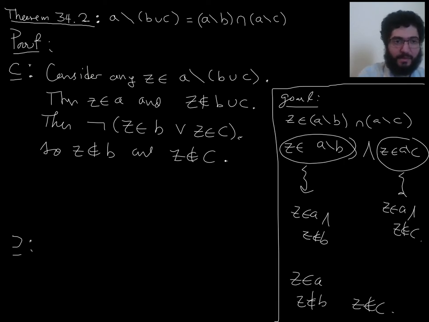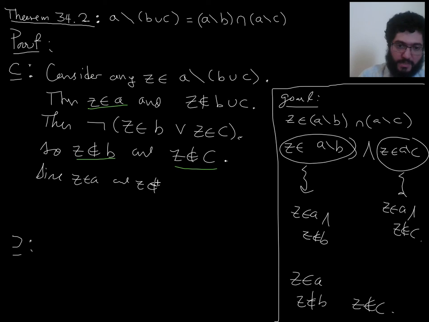And now I can look back at what I have. Hey, I've already reached there. Z is in A, z is not in B, and z is not in C. So all I have to do is put the pieces back together and work my way back up my chain of goals here. So let's see, since z is in A and z is not in B, z is in A without B.